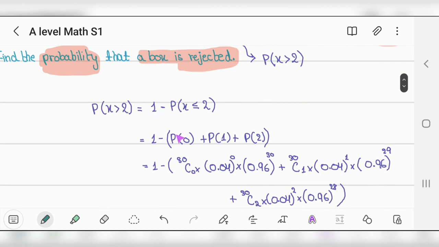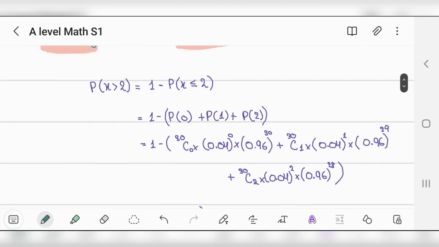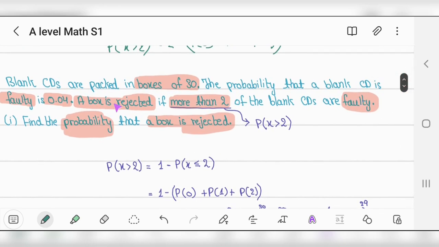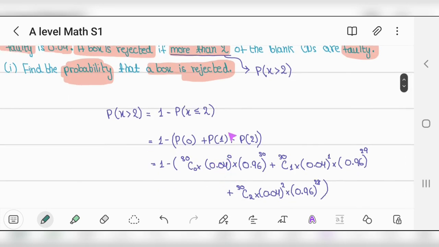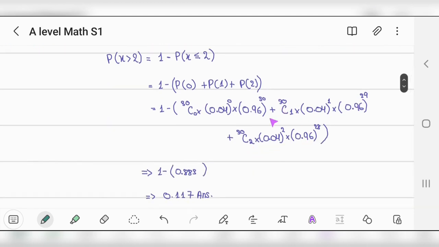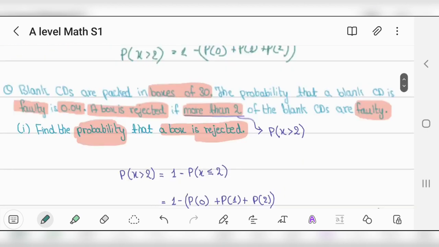So the probability of having 0 faulty CDs is 30C0 times 0.04 to the power 0 and 0.96 to the power 30. 0.96 is the probability of being not faulty. This is the probability of success 0.04. Then 30C1 with 0.04 and 0.96, and 30C2 with 0.04 and 0.96. Add them up and you get the answer.